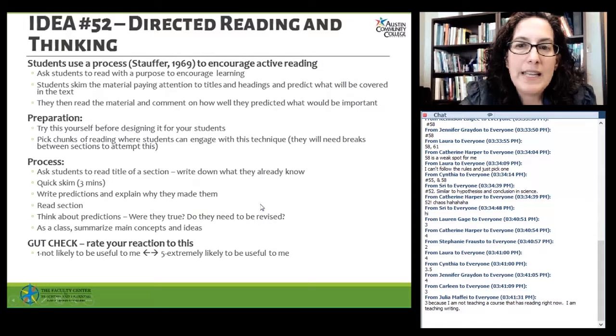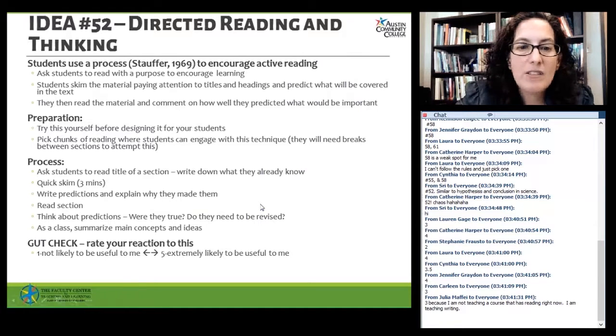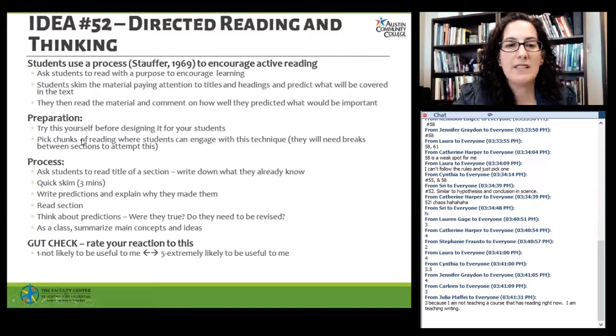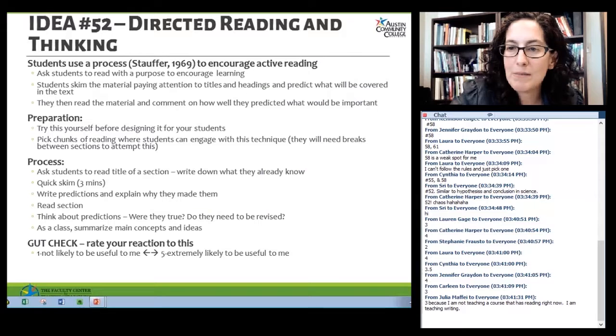So directed reading and thinking. So this is where students use the process to really dig deeply into their reading, and you ask them to read with a goal in mind, and then that helps them dig in more deeply, I guess. So the way that you do this is that you first want to try it yourself. So you're going to have students, oopsie, I'm sorry, I'm moving this out of the way.